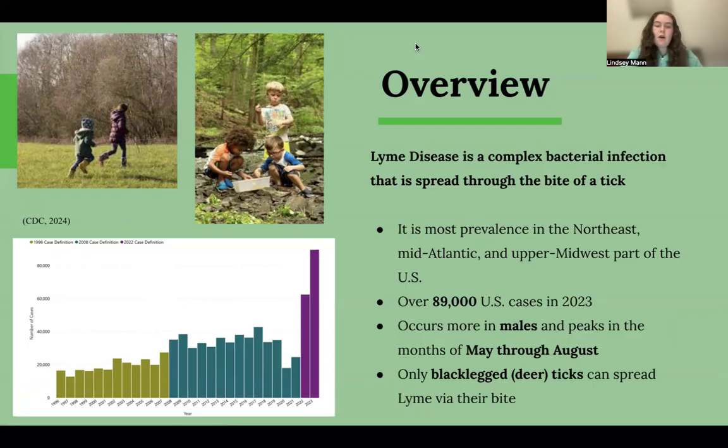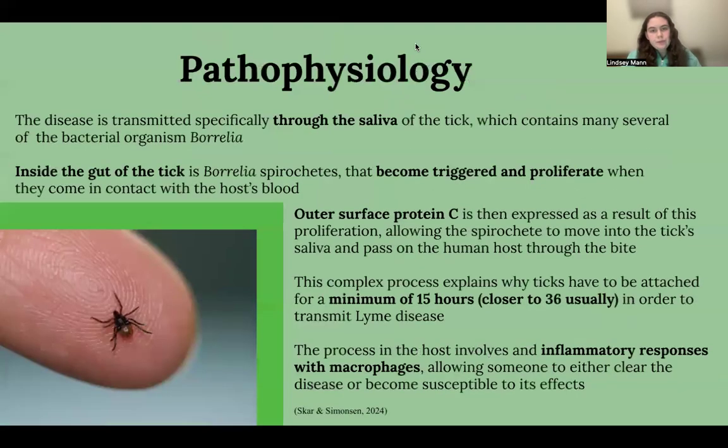As you can see in the graph on the left from the CDC, it shows that over the past few years, there's been a steady increase in prevalence. They are not sure, though, if this is due to just more access to testing or if people are actually getting Lyme disease more often. It also occurs more in males and it peaks in the months of May through August. And it's important to note too that only black-legged or deer ticks can spread Lyme through their bite. No other types of ticks can spread Lyme.